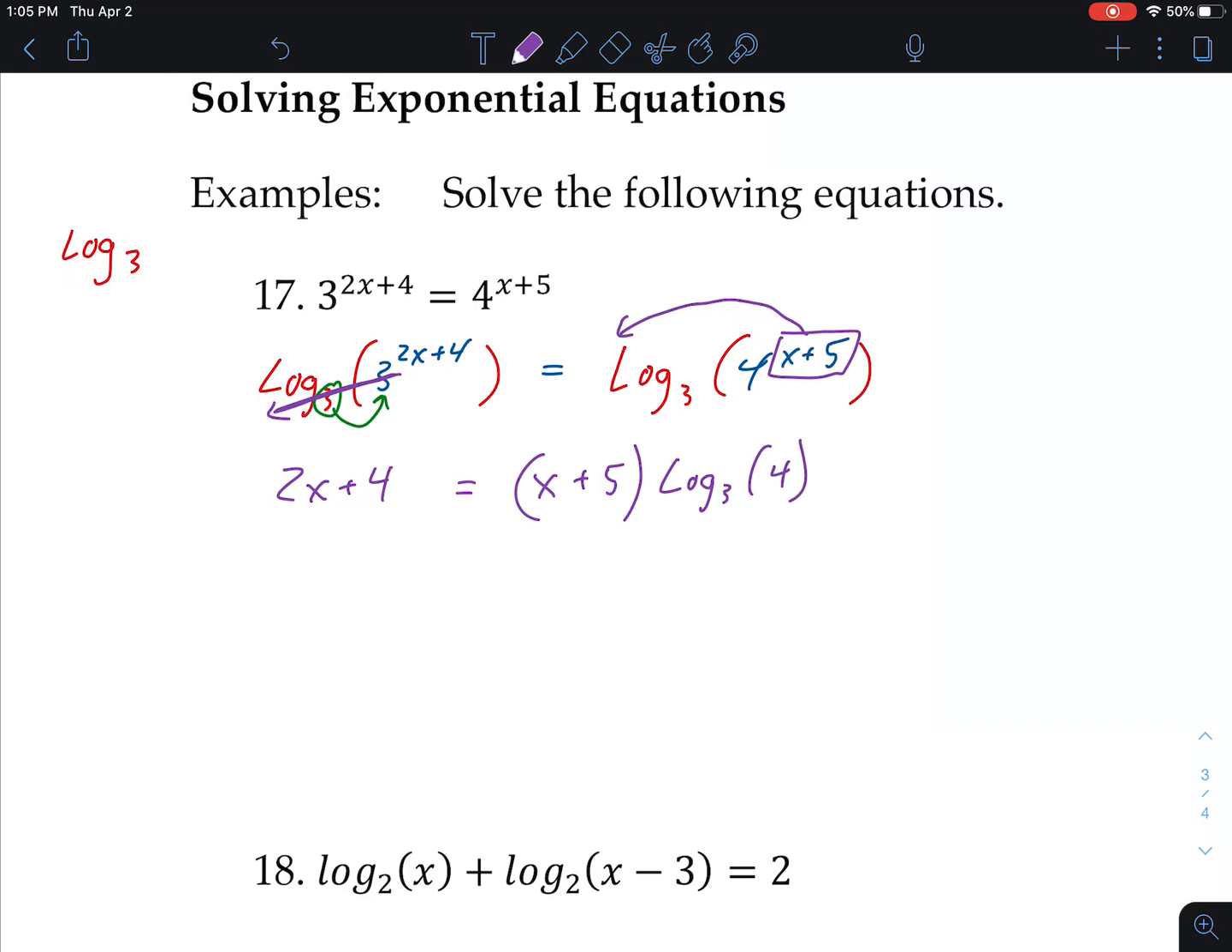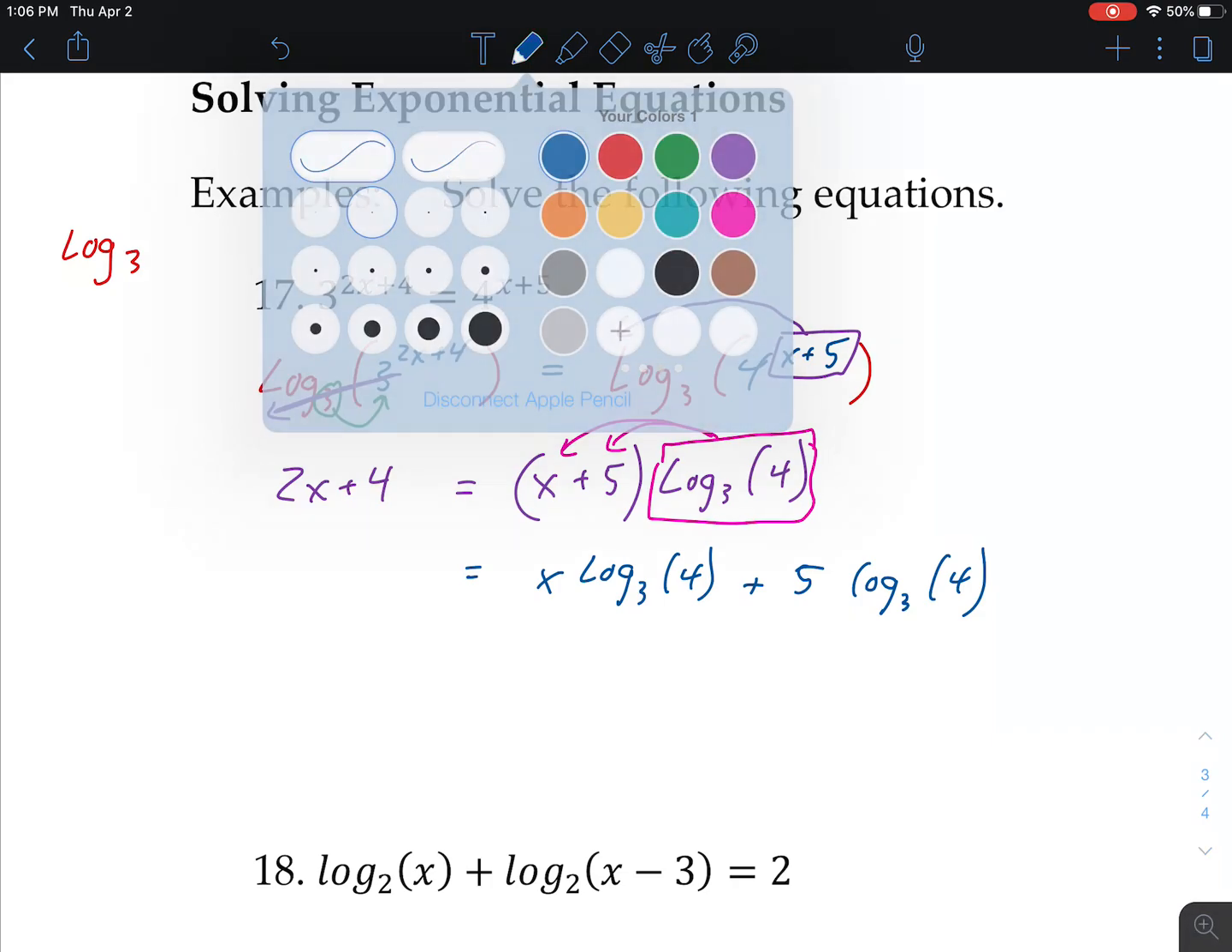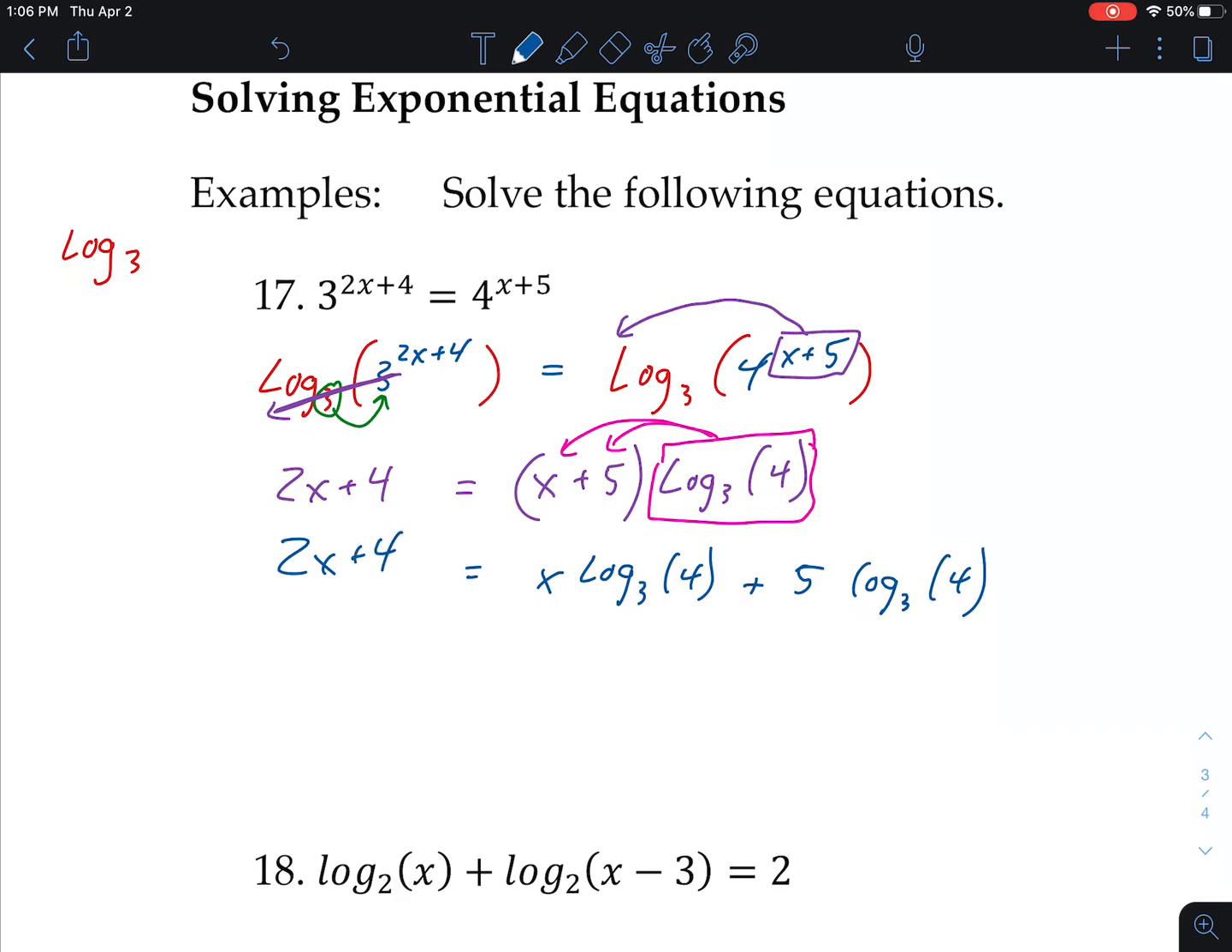Right, so we move the power inside the log out, but then what do we do next? The kind of annoying couple steps of distributing this in, and we get x log base 3 of 4 plus 5 log base 3 of 4. So I distributed from this unit, my log base 3 of 4 that I can't break apart, and I put inside, and I just take the x plus 5 and I distribute it. Okay? Okay, so here's my 2x plus 4 on this side. That does not change.